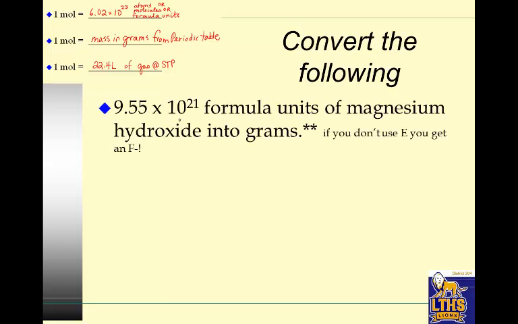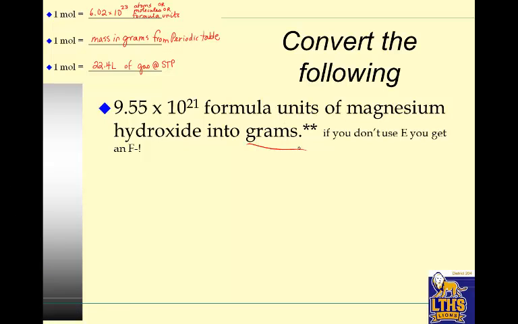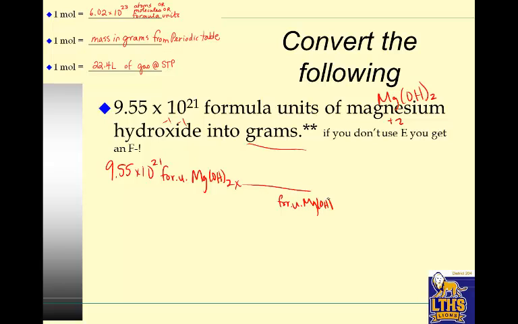Given a lot of formula units, we have to change those into grams. So start with the given, 9.55 times 10 to the 21st, and I'm going to use the nice way to abbreviate it, F.U. of Mg(OH)2. It's very important that we know how to write the formula for magnesium hydroxide: plus 2, minus 1, minus 1, we need 2 hydroxides. Then we need to change formula units of magnesium hydroxide into moles of magnesium hydroxide. Every number needs a unit and an identity. And then for every 1 mole of magnesium hydroxide, we get grams of magnesium hydroxide.